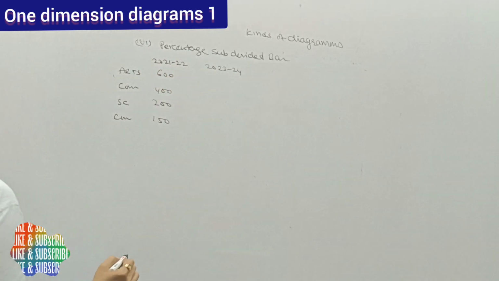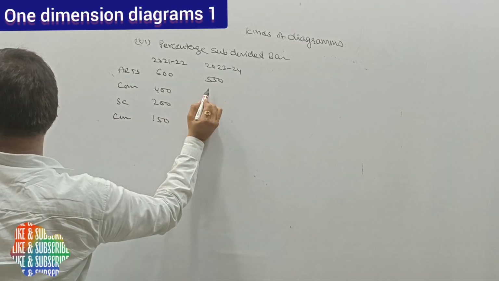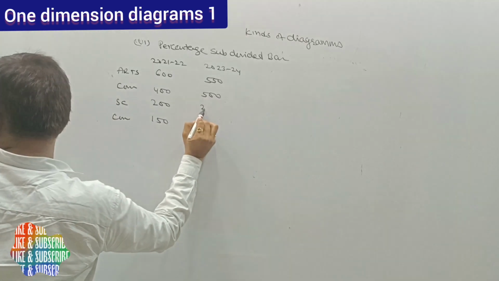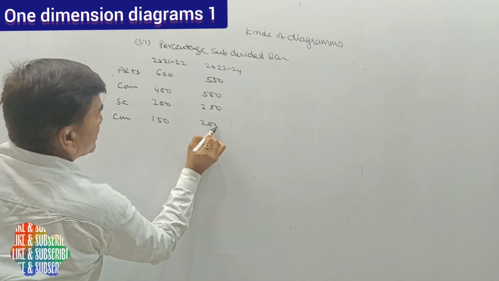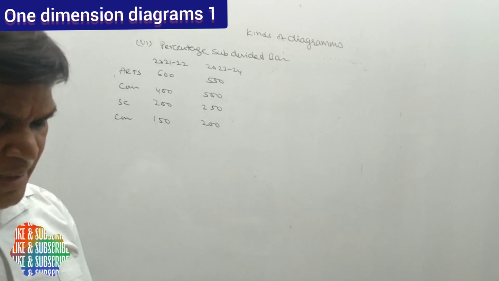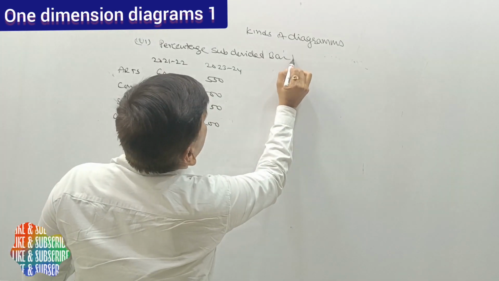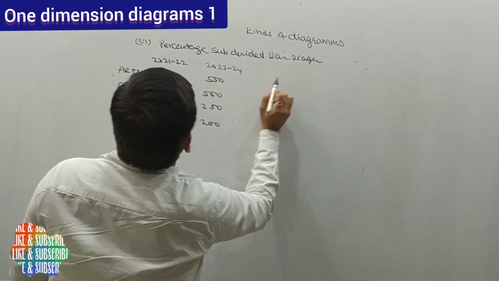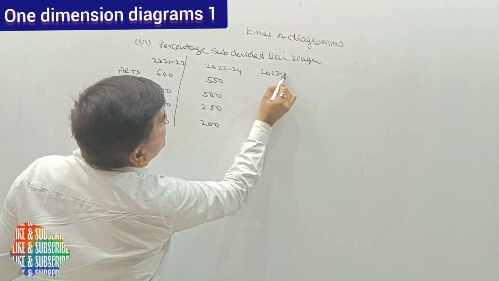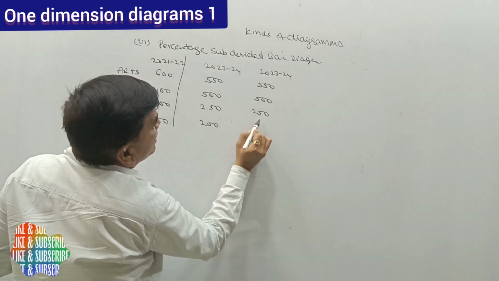In 2023-24 the students are 550, 500, 250 and 200. We are to show the diagram that is percentage subdivided bar diagram. So the very first thing, we change it into percentage. I am shifting 2023-24 here: 550, 500, 250, 200.